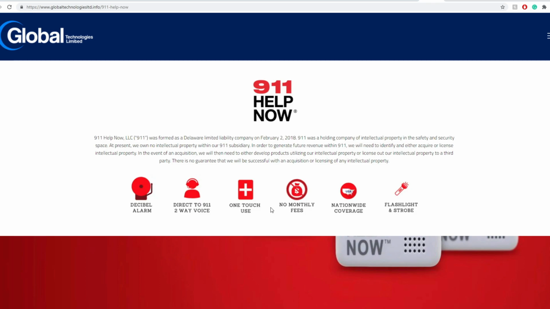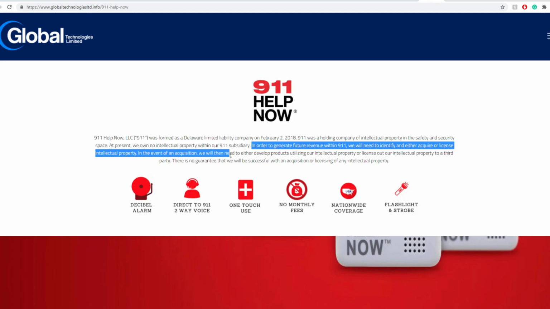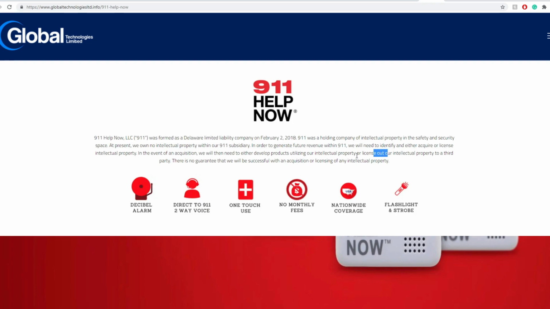And moving on towards the last one here, 911 Help, which was formed on February 2nd, 2018, around 3 years ago. 911 was a holding company of intellectual property in the safe and security space. At present, we own no intellectual property within our 911 subsidiary. In order to generate future revenue with 911, we will need to identify or acquire intellectual properties. In the event of an acquisition, we will then need to either develop the products utilizing intellectual properties or license our intellectual property to a third party. There's no guarantee we'll be successful with an acquisition or licensing of any intellectual property. Right off the bat, that's a little bit unsettling, but okay.